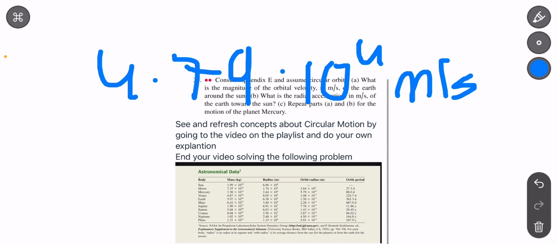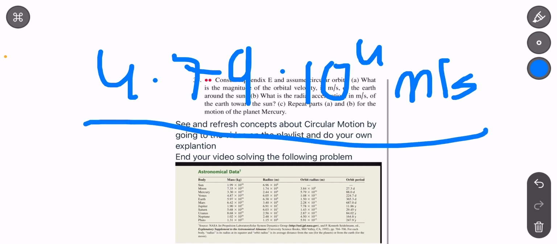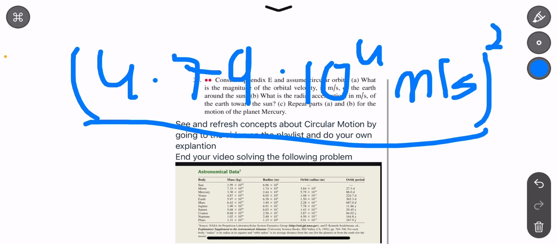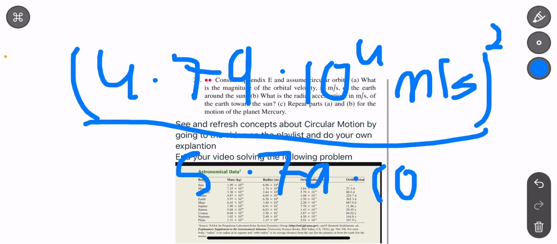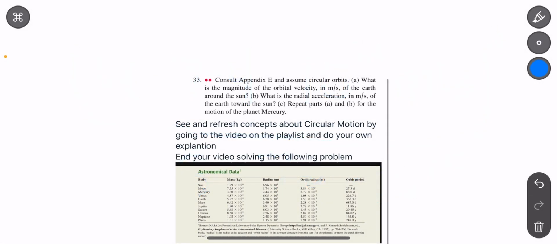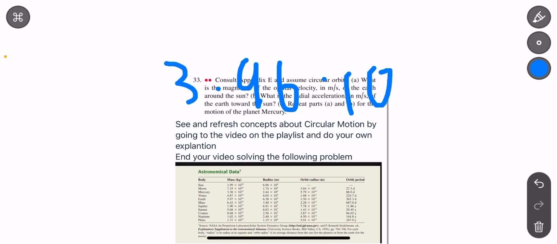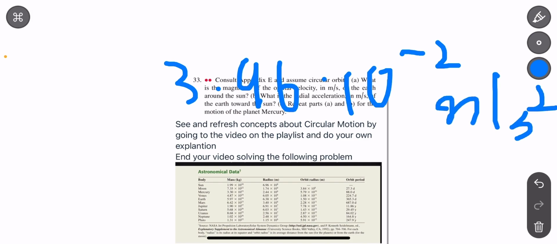Now we found A for C. To continue, we just square this on top and divide by the radius that we had earlier, which is 5.79 times 10 to the 10. After we do this equation for circular acceleration, which is again AC equals V squared over R, we will be left with 3.96 times 10 to the negative 2 meters per second squared. Remember, acceleration is always meters per second squared.